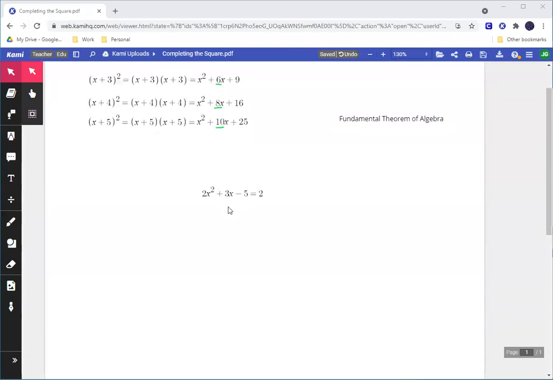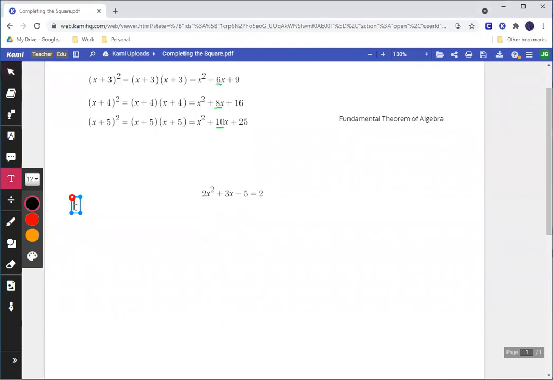So before we finish our lesson, I'd like to run through a problem from start to finish. And this is the problem that we had at the start of the lesson. This is the one that I put up there, and now I've moved it here. So let's solve this problem from start to finish using the completing the square method.